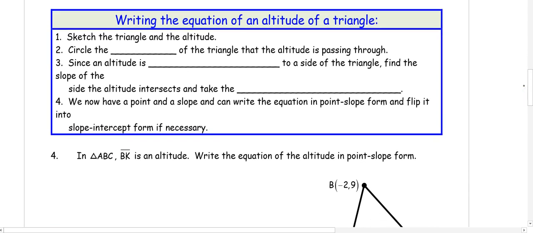So now we're going to write the equation of the altitude of a triangle. So when we write the equation of an altitude, we're going to sketch the triangle and the altitude. We want to circle the vertex of the triangle that the altitude is passing through, because that's the point we're going to use for our equation. Then, since an altitude is perpendicular to the side of the triangle, we want to find the slope of the side of the triangle that it intersects, and then we want to take the opposite reciprocal.